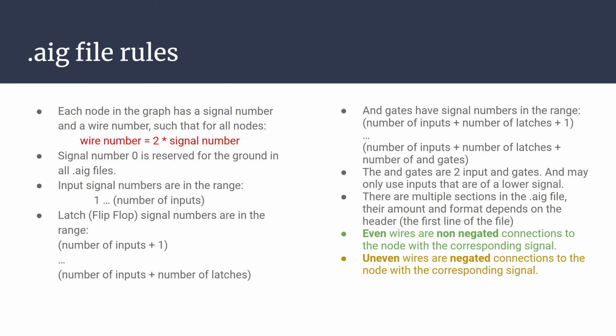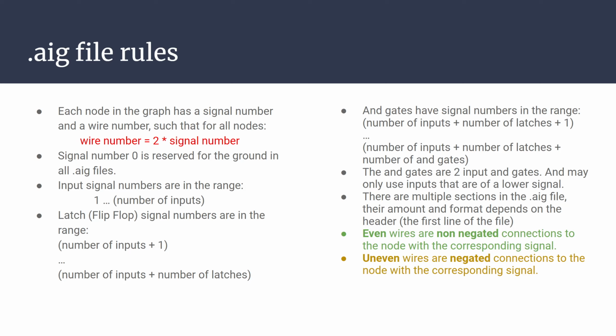And yeah, there are multiple sections. We'll talk about them later. It really depends on what's in the AND gate, what's in the graph, and what's not in the graph. It really depends on the versioning as well. It's kind of complicated. And then even wires are non-negated connections, and then odd wires are negated.